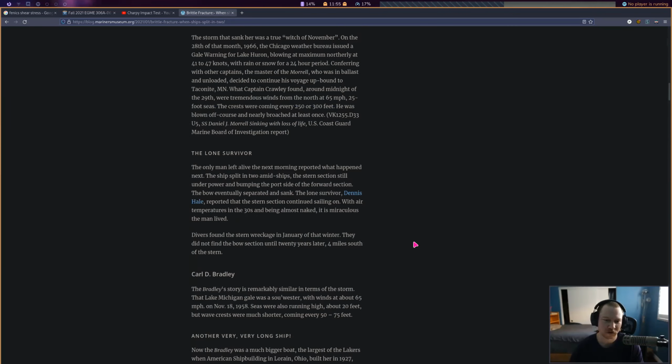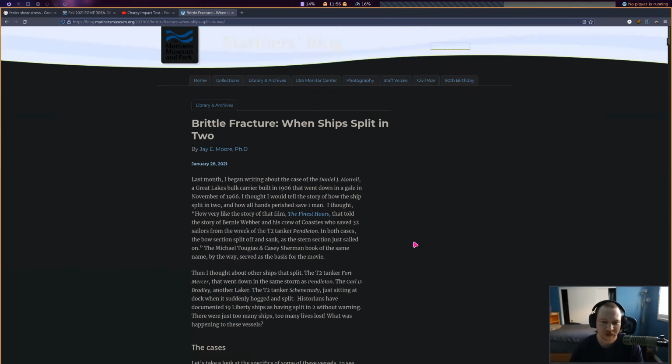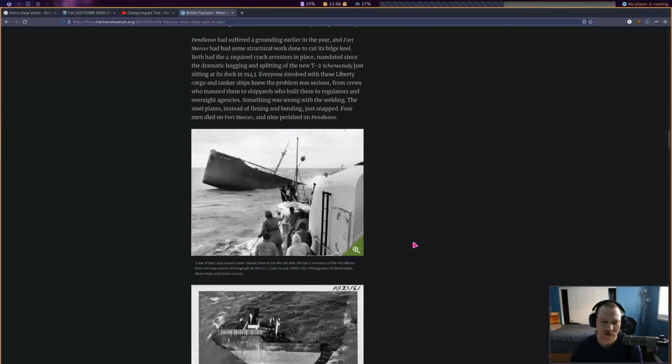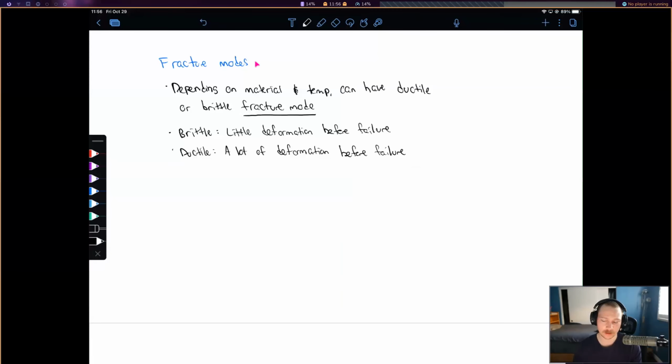A lot of them are kind of already in the water. Anyways, there's a lot of cases like this, at least for older ships, where they were made of steel and literally just chilling out in cold water. They split into two because they were behaving as a brittle material, which this guy is talking about too. So at different temperatures, depending on the material, they can behave as either ductile or brittle. I think it's kind of cool. I mean, not that it's breaking, but kind of cool, how it behaves differently.